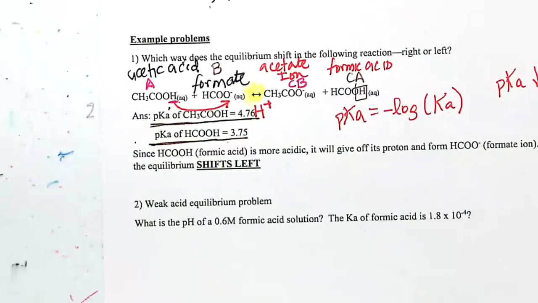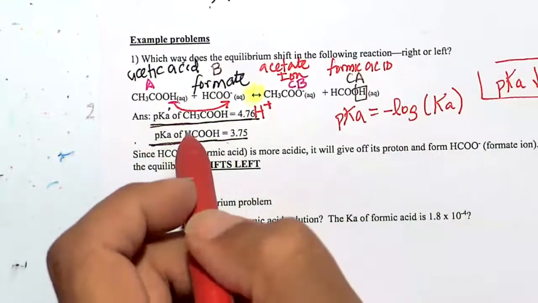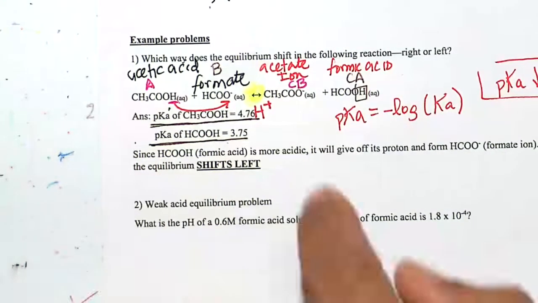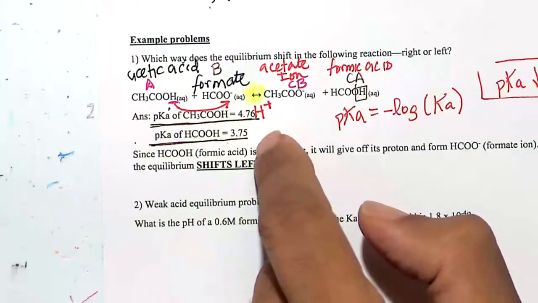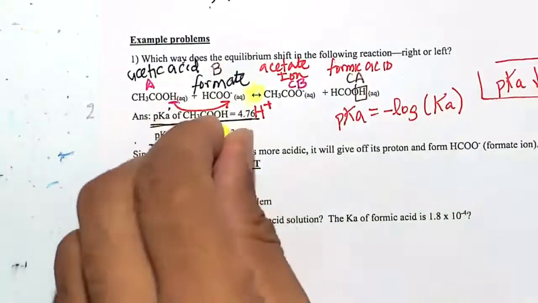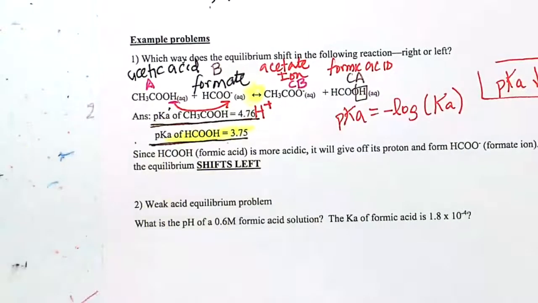If you have $1 million, you're moving forward. If your Ka is 1 million or 1 billion or something really, really strong, that reaction is moving forward rather than back. So based on this relationship, which do you think is the stronger acid, acetic acid or formic acid? The lower the pKa, the stronger the acid. So the stronger acid is HCOOH, formic acid.